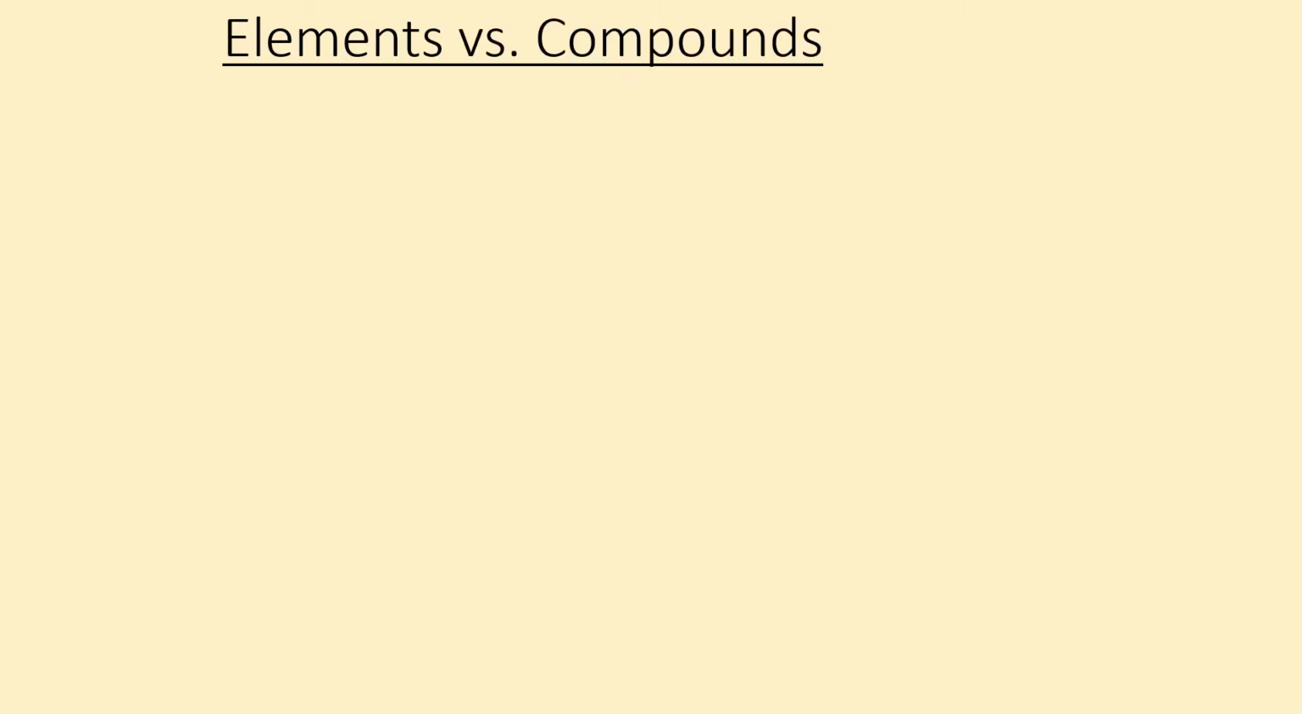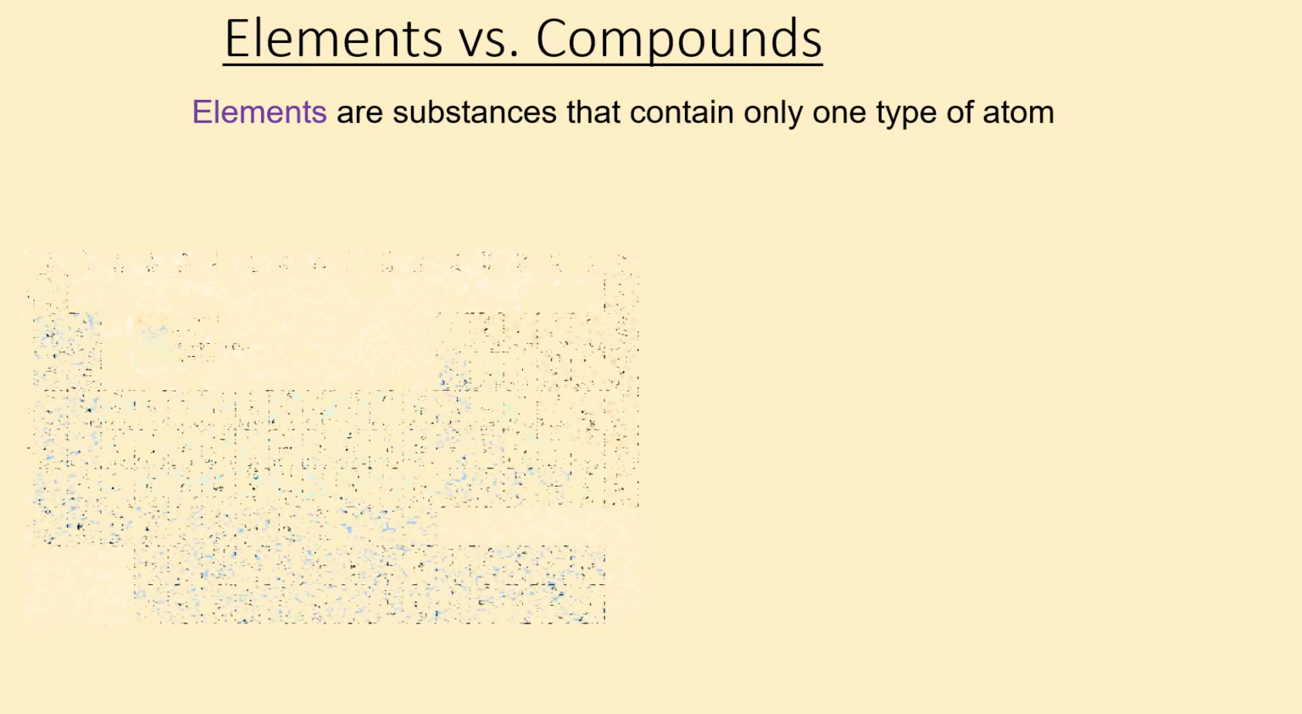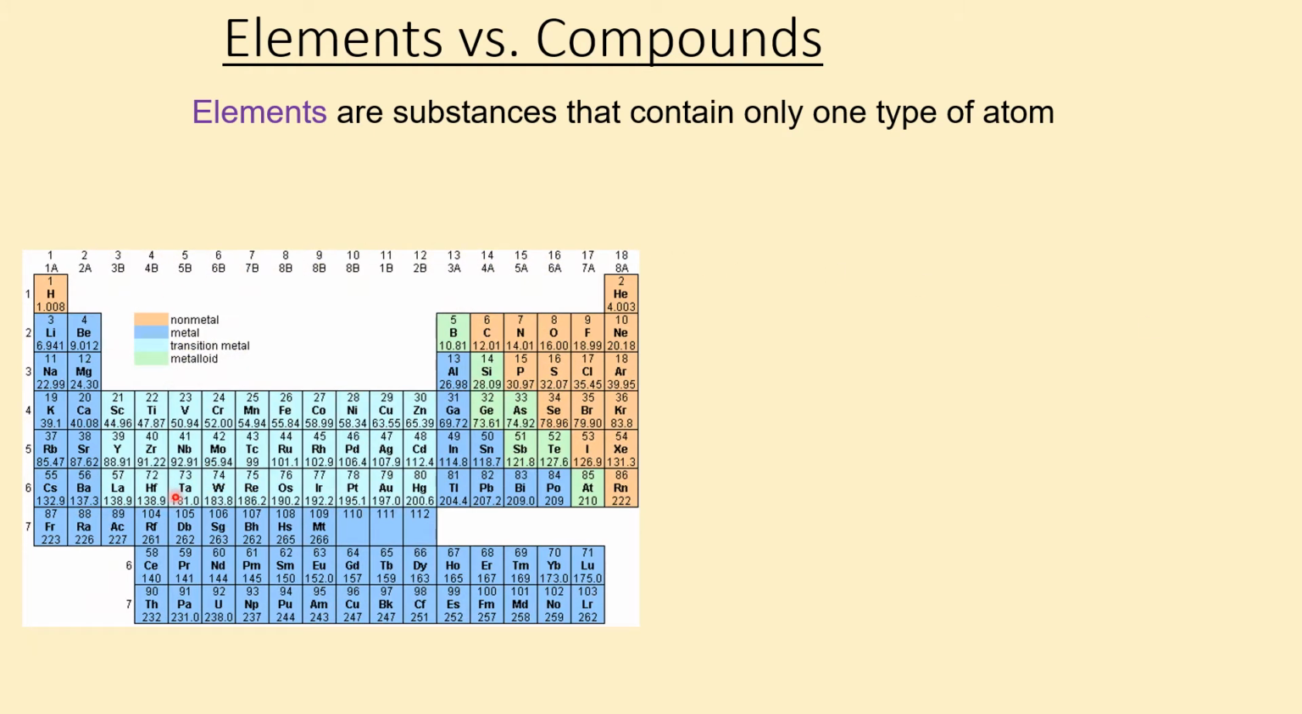Okay, elements versus compounds then. Elements are substances that contain only one type of atom, and they're all listed in the periodic table. So all of the atoms of hydrogen are the same type of atom, and they're all different from all of the atoms of lithium. They're all different to each other, but all the atoms of the same element are the same.